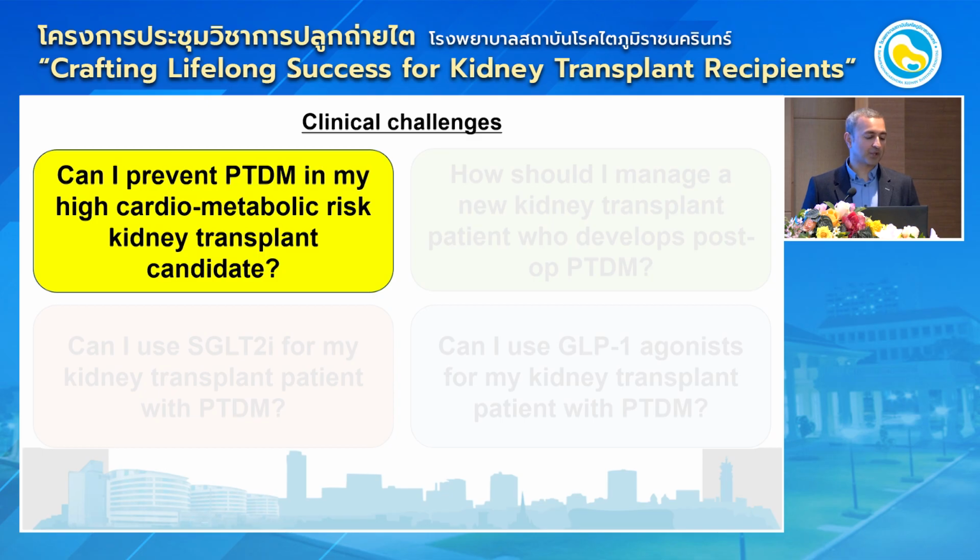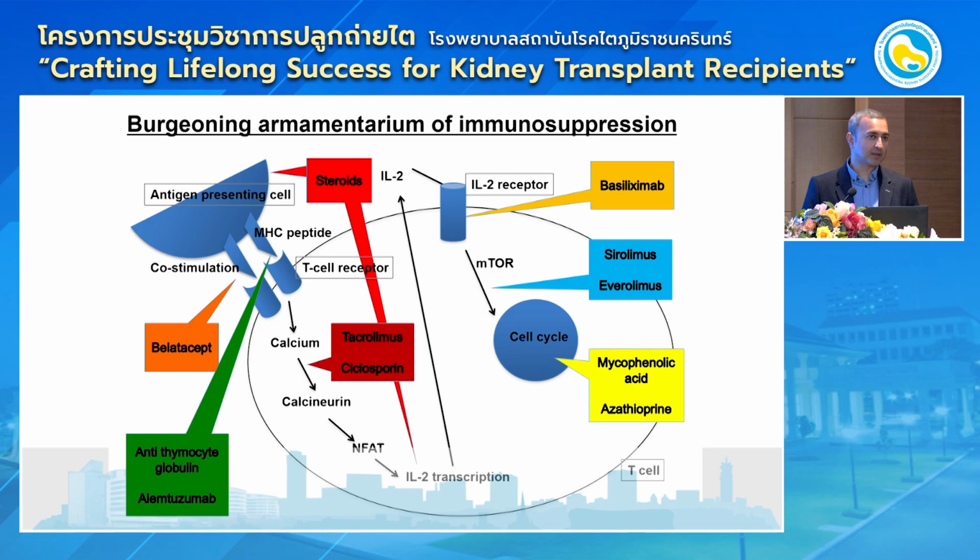So let's start with prevention. Can we prevent post-transplant diabetes, especially if you have a very high cardiometabolic risk candidate? Now, I showed you what all the modifiable risk factors were and also which ones were transplant specific. And I mentioned that the most important modifiable risk factor is immune suppression. And I guess we live in a really good time when it comes to transplantation, because we now have several different drugs that we can use to try and prevent rejection in our kidney transplant patients.